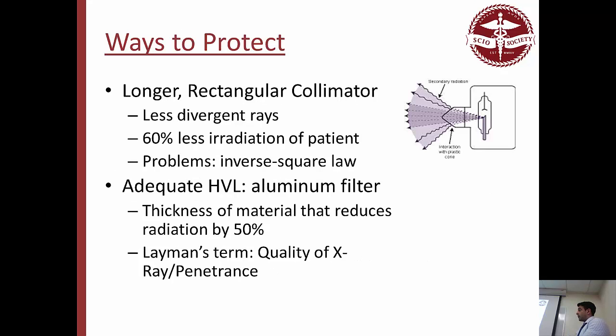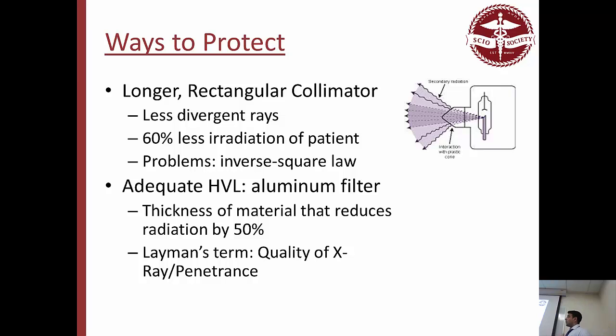All right, ways to protect. So we want to use the longest rectangular collimator we can. The reason for that is because when X-rays come out of that tungsten target, they're basically diverging. As soon as they're shot out, they go in every single direction imaginable, like a flashlight. So we want to use the rays that are going kind of parallel rather than the ones that are spread out. So we use a long collimator so that as it travels along the collimating device, the lead can absorb all the diverging ones, and the most parallel rays come out of the end of the collimator. We also want to use a rectangular one because it's less ionizing radiation to the patient, 60% reduced.